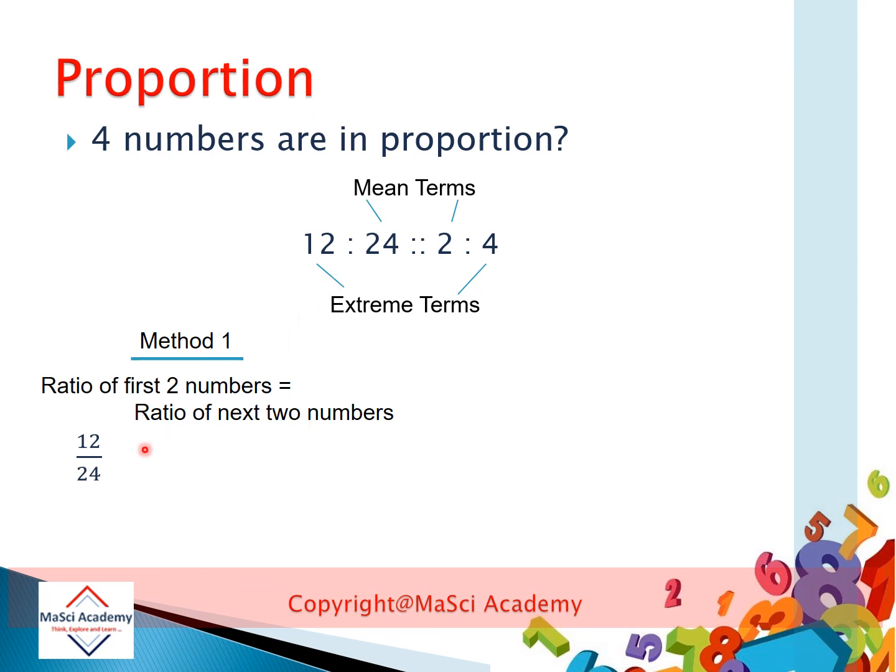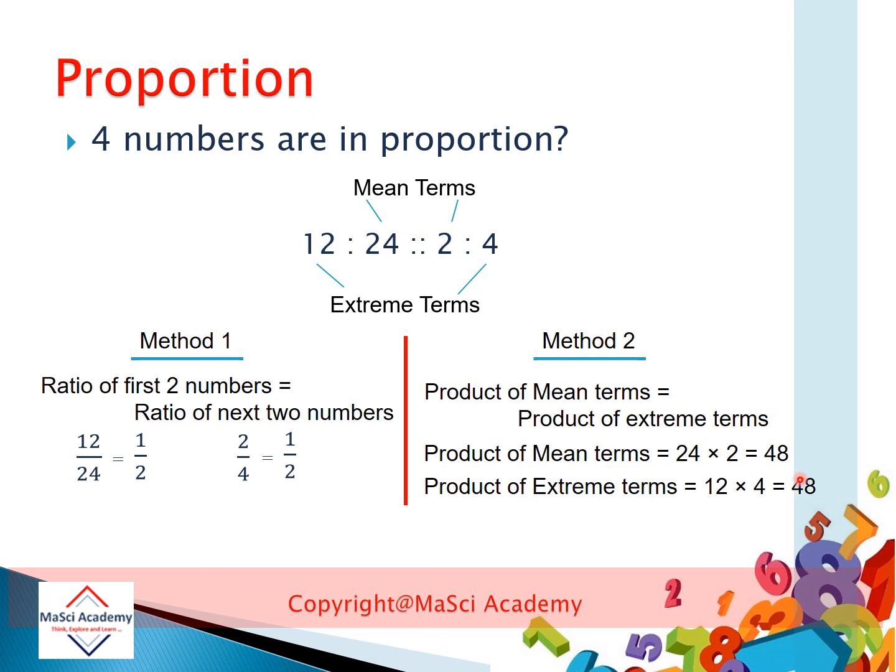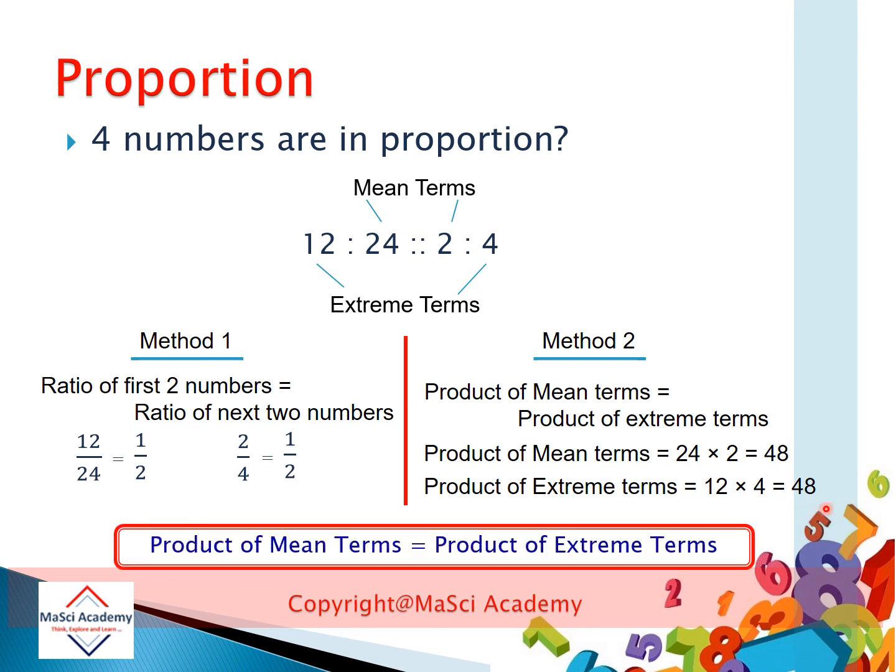In the above example, the first two numbers make up a ratio of 12 upon 24, that is 1 upon 2. The last two numbers are 2 upon 4, that is again 1 upon 2. So we say that these four numbers are in proportion. The other way of finding whether the given numbers are in proportion or not is that the product of mean terms is equal to the product of the extreme terms. In the above example, the mean terms are 24 and 2 and the product is 48. The extreme terms are 12 and 4 and the product is also 48. So we say that the four numbers are in proportion when the product of mean terms is equal to the product of the extreme terms.